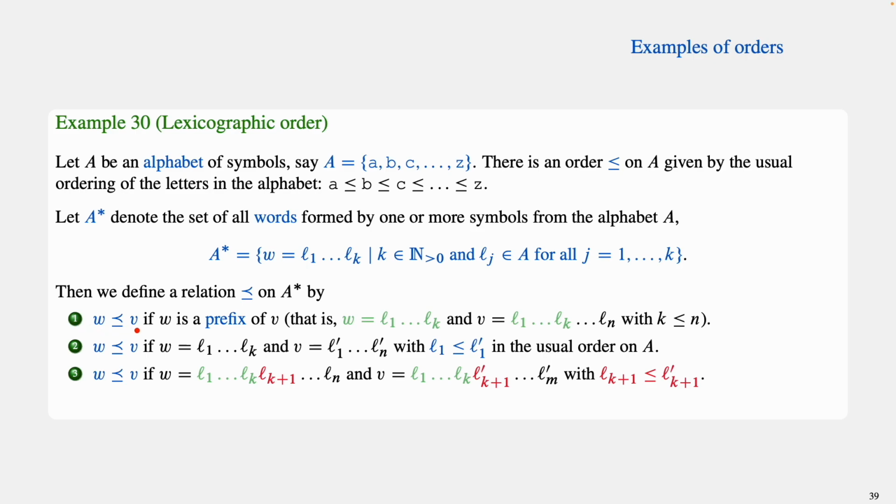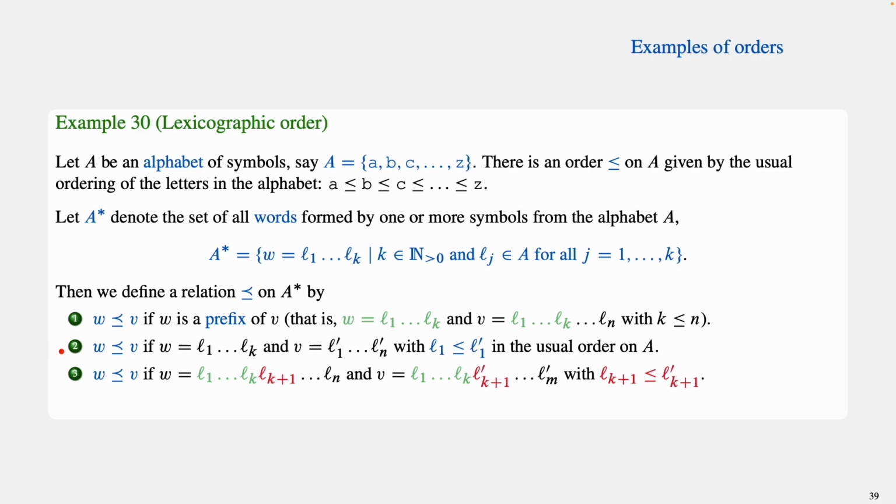Word W is less or equal word V if W is a prefix of V. What this means is that if L1 to LK are the letters that make up W, then V begins also with the same letters, L1 to LK, but possibly has some more letters following them. Then we say W is a prefix of V, and in this case we say W is less or equal to V.